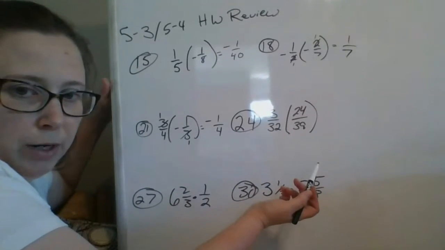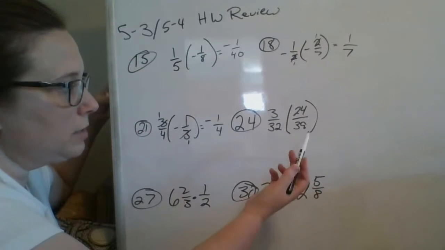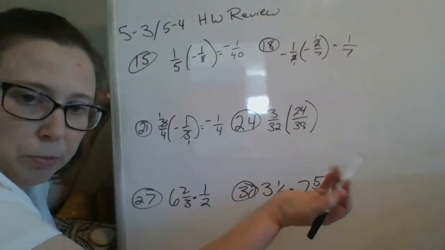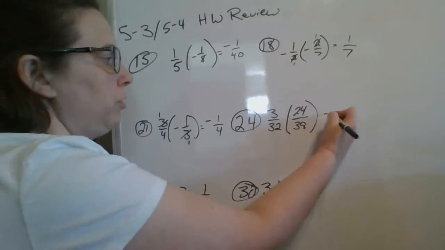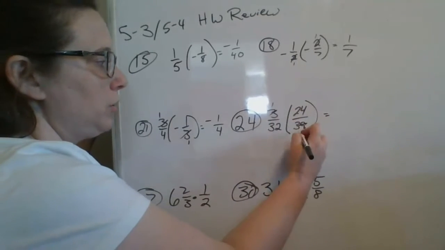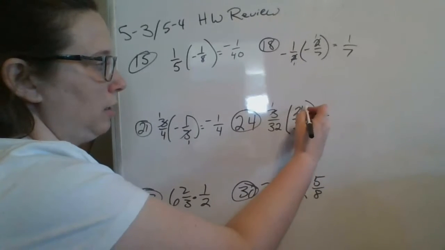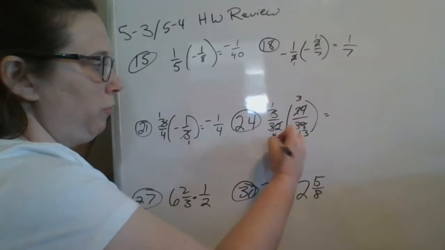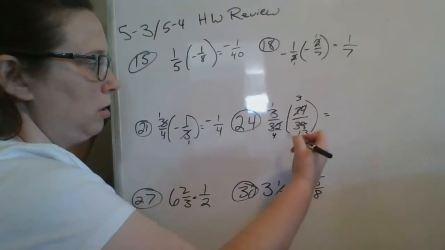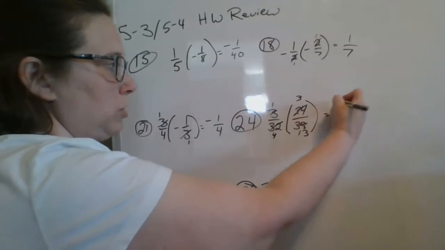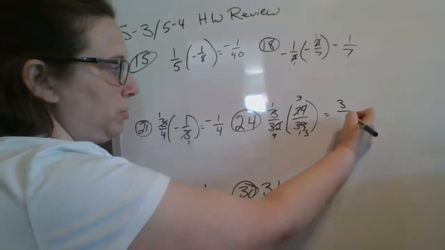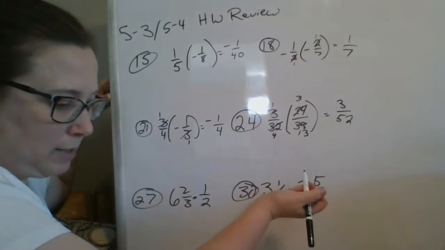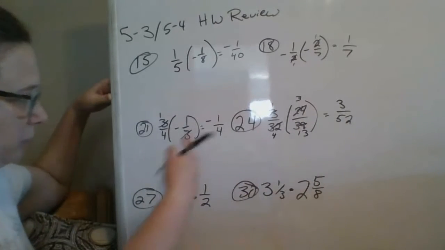Number 24, we have 3/32 times 24/39. I don't have to worry about a sign. They're both positive, so my answer is going to be positive. I can cross reduce by doing that, and then 8 goes into both of these 3 times and 4 times, and no other common factors, so now I multiply across the top, multiply across the bottom, and I get 3/52 for my answer there.